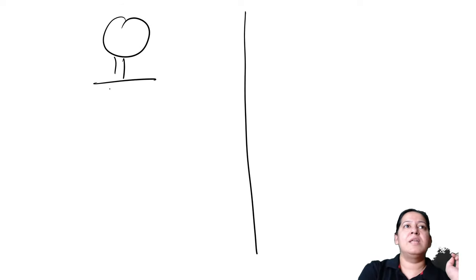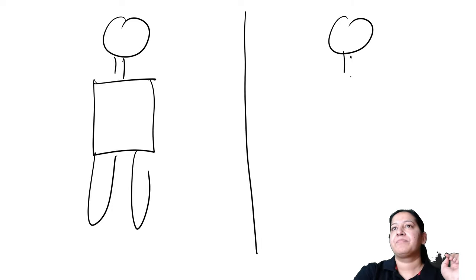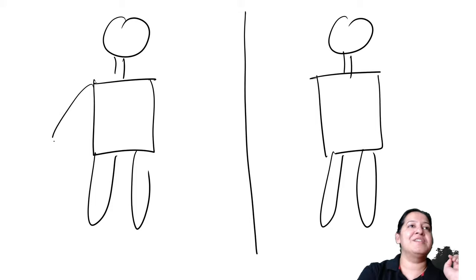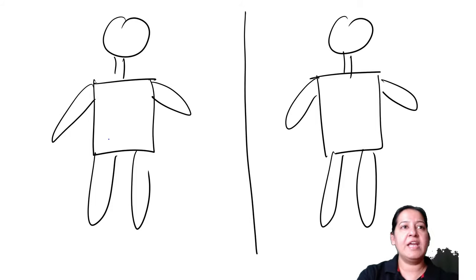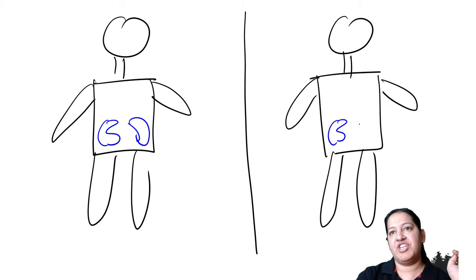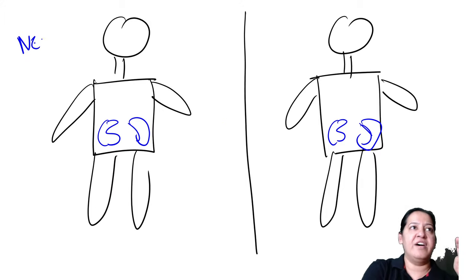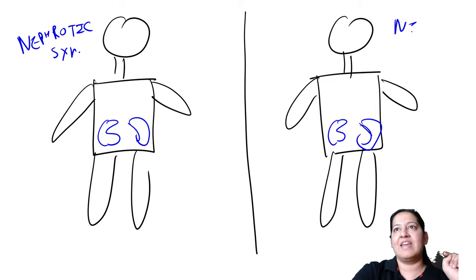So imagine these are two patients in front of you, patient A and patient B. One patient has nephrotic syndrome, and the other has nephritic syndrome. I will explain. We know humans have a pair of kidneys. These are the pairs of kidneys of both patient A and patient B. The first patient has nephrotic syndrome, and this patient has nephritic syndrome.